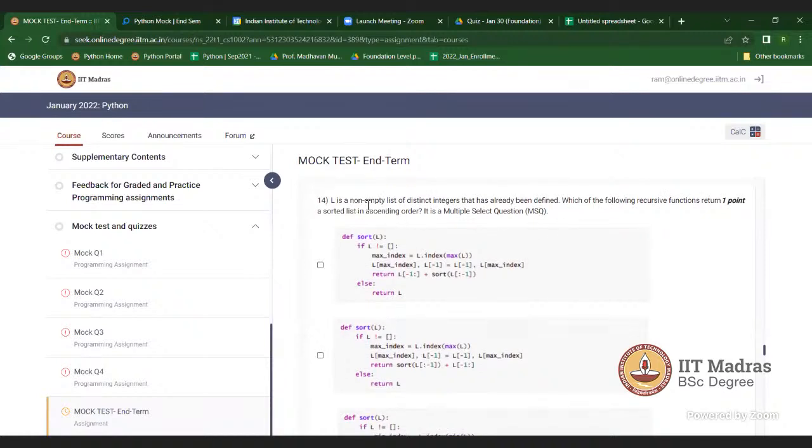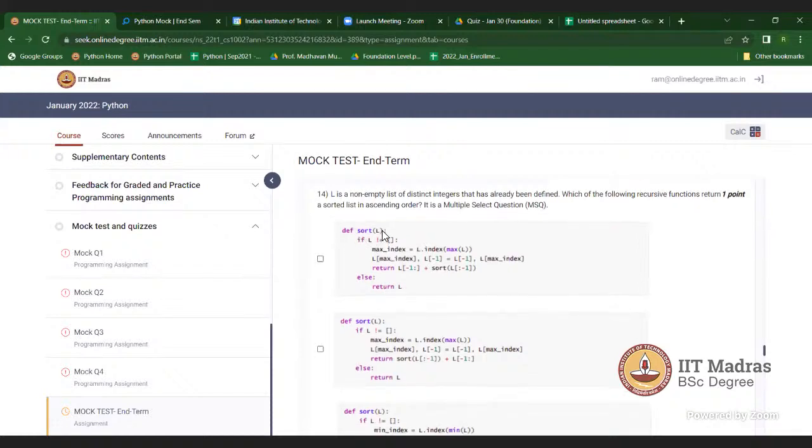L is a non-empty list of distinct integers that has already been defined. Which of the following recursive functions returns the sorted list in ascending order? Let's just look at it. Define sort of L: if L is not equal to the empty list, that is, as long as it is not empty, we have max index equals L dot index of max of L.